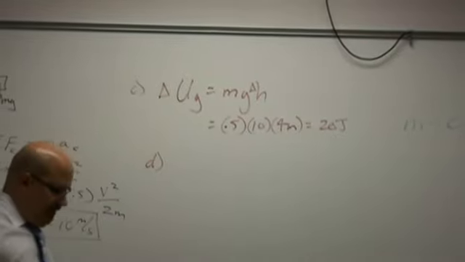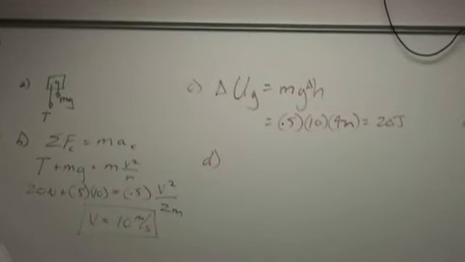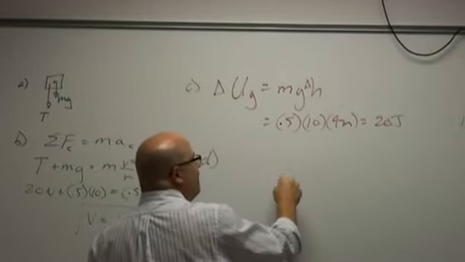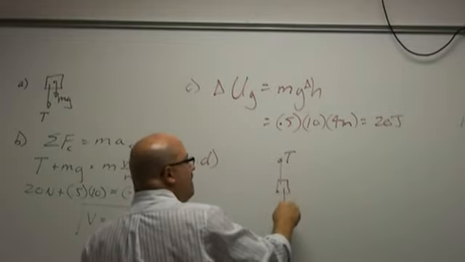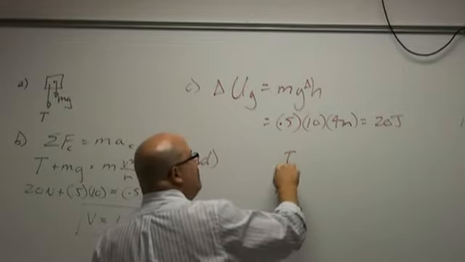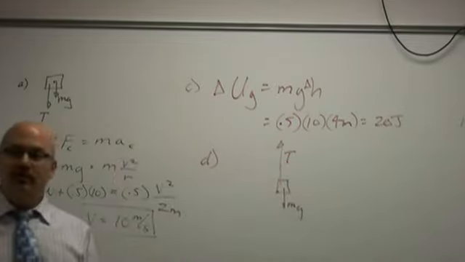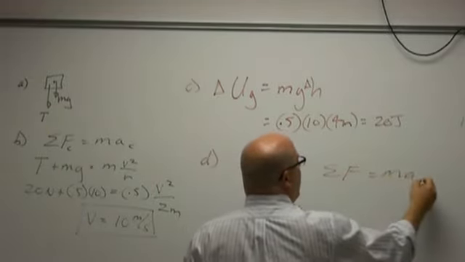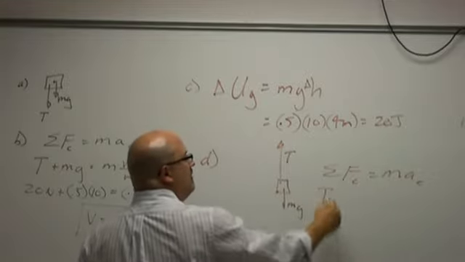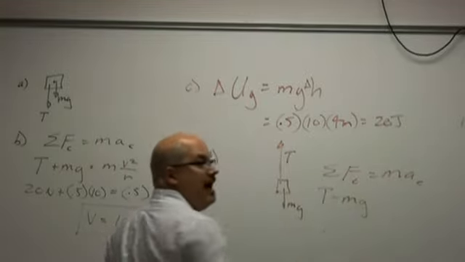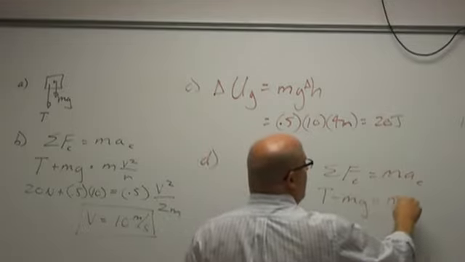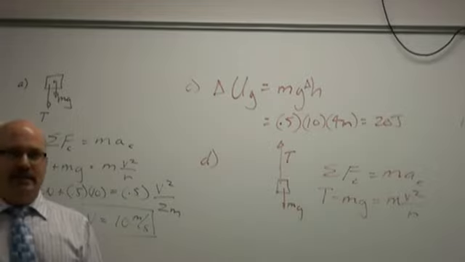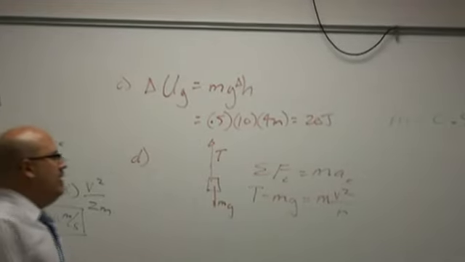So part D is, what's the tension? All right, free body diagram. Tension is up, greater than gravity, and mg is down. I really should draw that bigger than gravity because it's going to be accelerating up. So the sum of the forces equals ma towards the center. So tension is towards the center, gravity is opposite, and that equals mv squared over r. But this v is which v? The increased v, at the bottom. So the plus 20 joules.